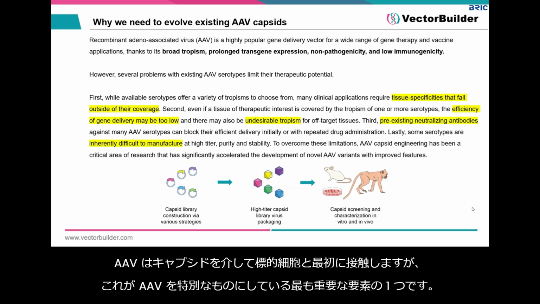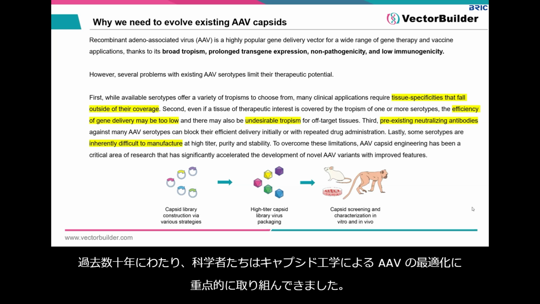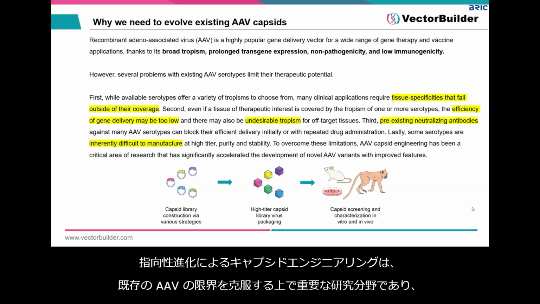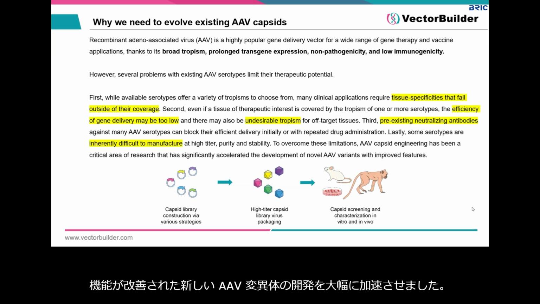As we know, AAV makes its first contact with the target cells through its capsid, and that's one of the most important factors that makes AAV so special. Over the past decades, scientists have focused intensively on optimizing AAV by capsid engineering. To overcome existing AAV limitations, capsid engineering by directed evolution has been a critical area of research that has significantly accelerated the development of new AAV variants with improved features.